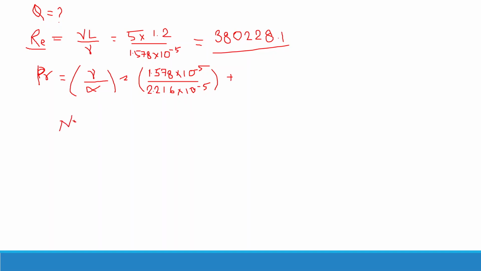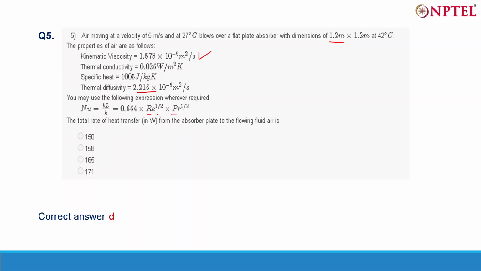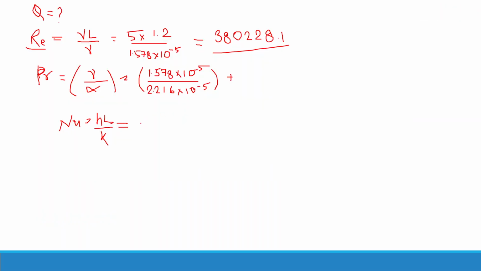So now Nusselt number, which is equal to HL upon K, equals 0.664 into Reynolds number power 1 by 2 into Prandtl number power 1 by 3. So 0.664. How much is Reynolds number? 380228.1, power 1 by 2, to this value. Okay, so let me write it, otherwise you guys can get confused also.